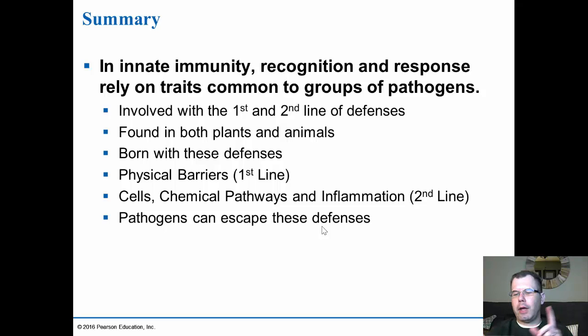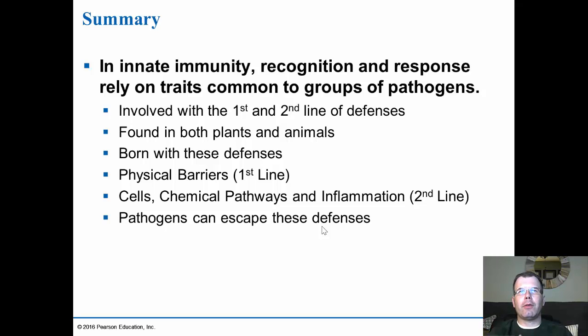And again, what we looked at was the first and second lines of defense. We found in both plants and animals that have innate immunity. And as you work your way up, you get more specialized immune systems and more of a third line of defense, which we'll talk about next time. Again, we're born with these defenses. There's no specificity. It doesn't matter if it's a virus or a bacteria, or what type of virus or bacteria, it's just going to go and attack.